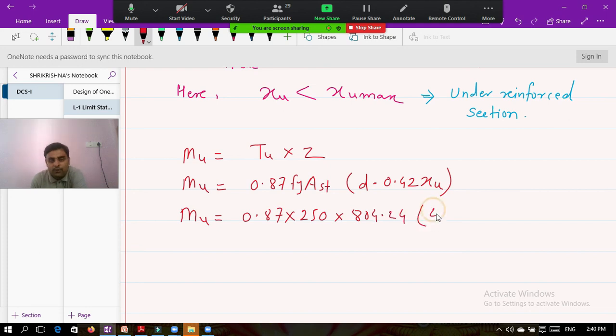It is 450 minus 0.42 into XU. What is the value of XU? XU, I think, is 97.179. If you put all these values, you will get the value of Mu. Let me know the value of Mu. Tell me the answer.